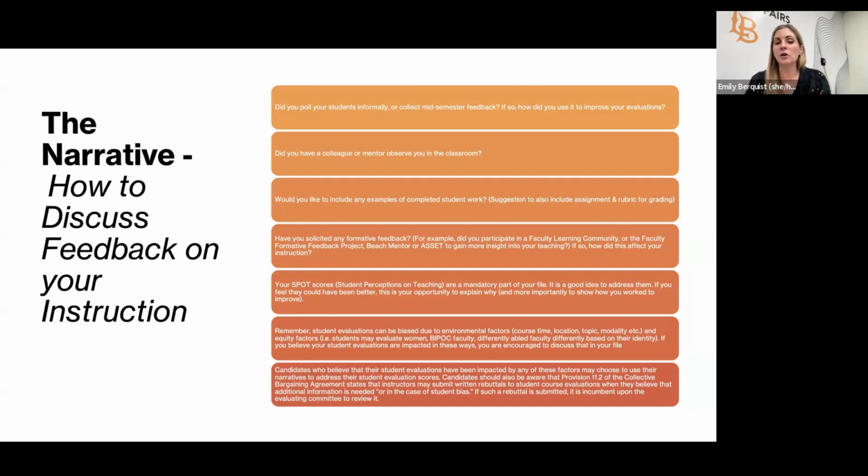Bias in student evaluation also comes from what we call equity factors. And this is what I already spoke about, right? For example, students may evaluate women, faculty of color, and differently abled faculty, other faculty groups, etc., differently based on their identity. So here, when you are receiving equity bias in your student evaluations, there's nothing you can do about it, right? I can't change the fact that I'm a woman, and maybe some of the students in my history classes don't like that I'm a woman teaching history. But if I believe that my student evaluations have been impacted by this, I can discuss that in my file.